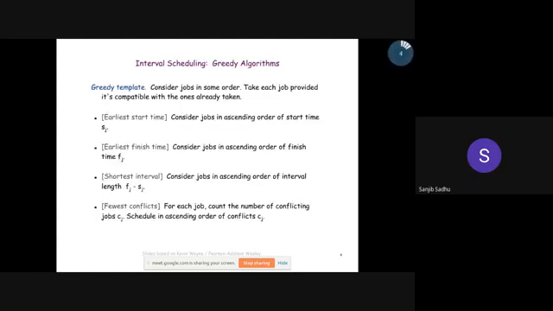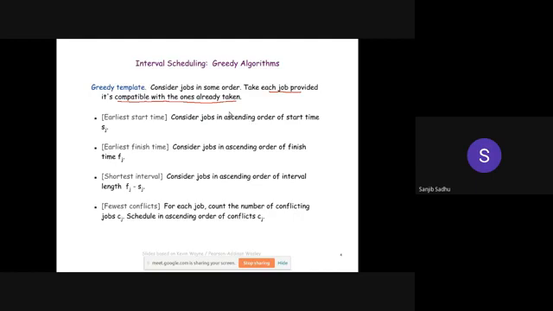See, there may be so many greedy techniques. Whatever the greedy technique, I will take each job provided it is compatible with the ones already taken. Once I have started a job, I know it will finish. But next time, whatever I select must be compatible with the previous one. Otherwise it's not possible. Now there are some greedy ideas. Greedy idea means choice. Whatever you are choosing, that is called greedy, meaning locally optimal.